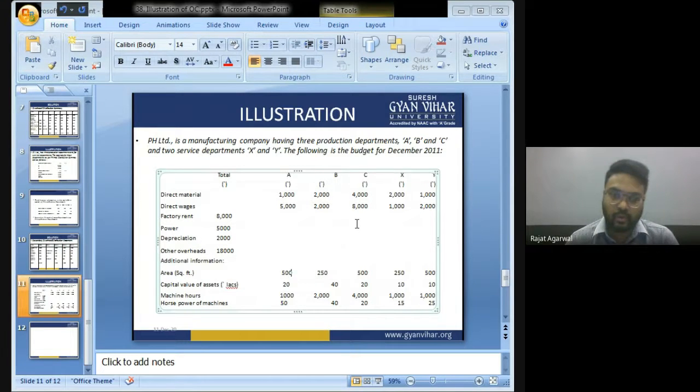So, you have to calculate total expenses of departments A, B, C, X and Y. You have to distribute the factory rent, power, depreciation and overhead over A, B, C, X and Y. This is your homework. You can either take a screenshot or take a photo. You have to complete this in your homework.